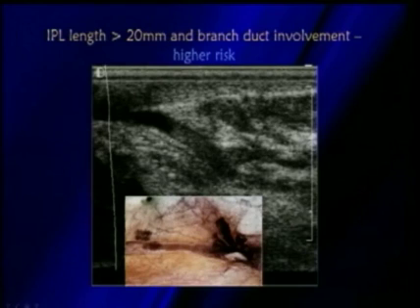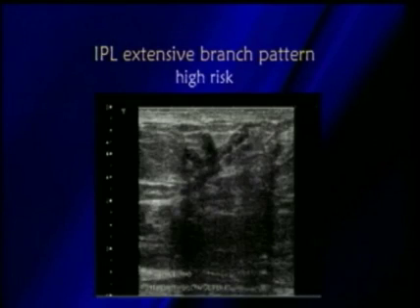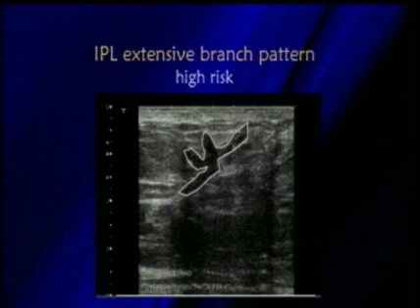If you see an intraductal papillary lesion longer than 2 centimeters in size, or if it branches, these are also worrisome, so these should definitely be biopsied and looked at. Here's another one where we can see an extensive branching pattern. This is a high-risk type appearance, with the intraductal papillary lesion branching through multiple different areas of that duct.